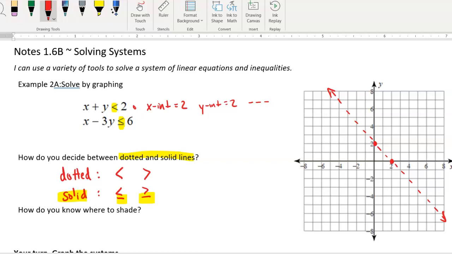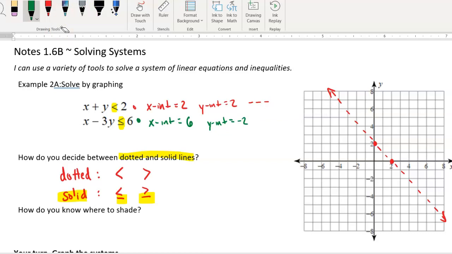Now, the next thing we're going to do is graph the next inequality, again by using our x and y intercepts. Oops, I'm going to have to do green. There we go. If we were to cover up the y value, we would get an x-intercept of 6 for this one. And if I covered up the x value, I'd have negative 3y equals 6. To get the y by itself, I would divide both sides by negative 3. So I would get negative 2 as my y-intercept.